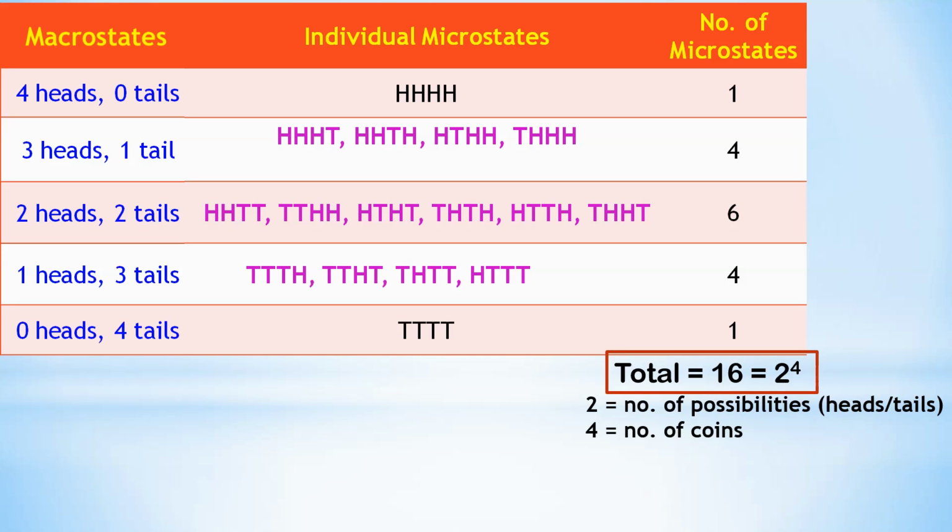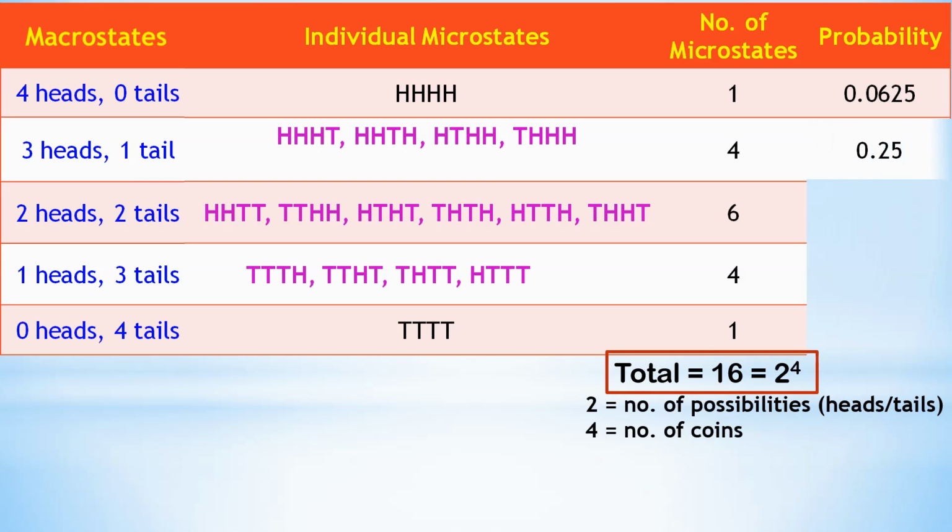Now we can easily calculate the probability of a particular macrostate. In the first case, it will be 1 by 16, that is 0.0625. In the second case, the probability is 4 by 16, that is 0.25, and so on for the rest of the cases.